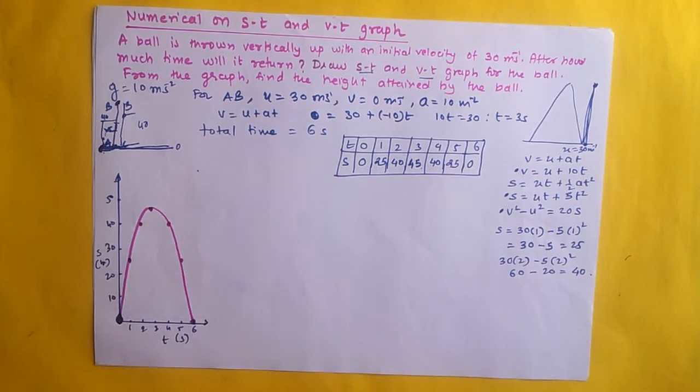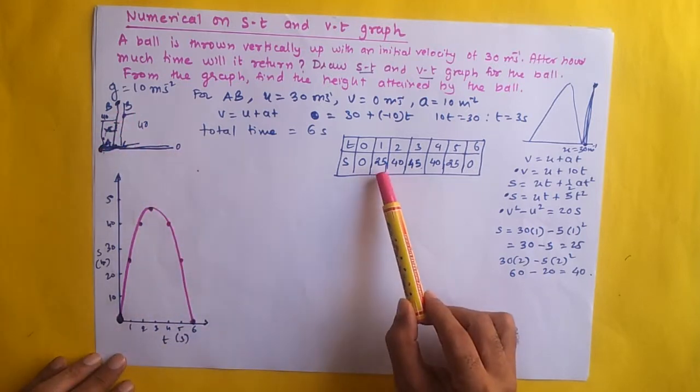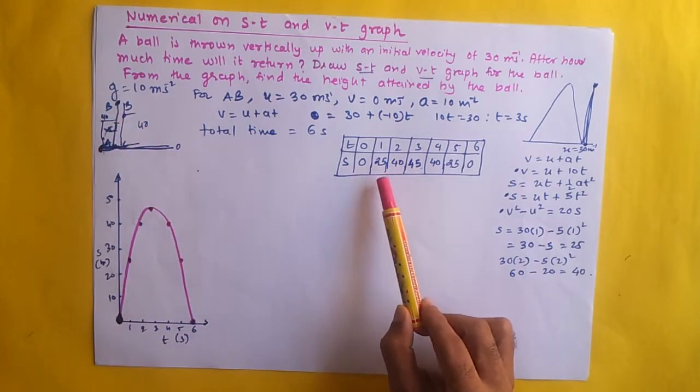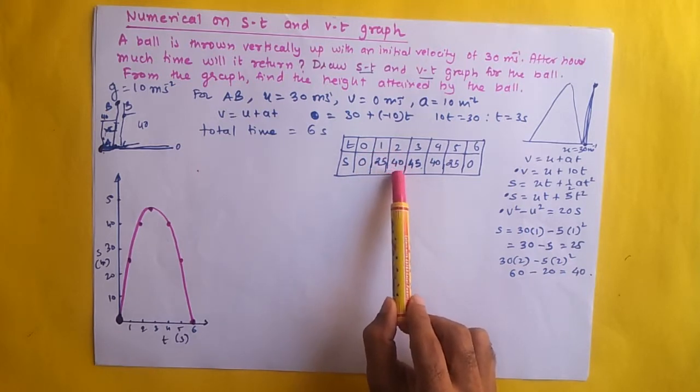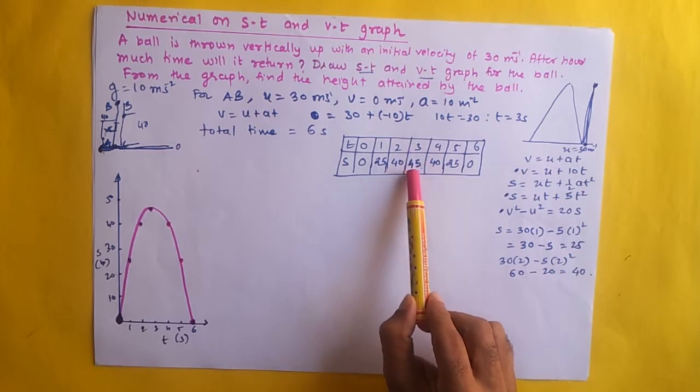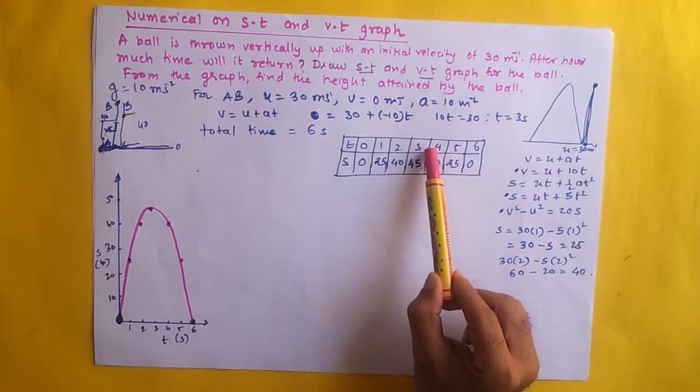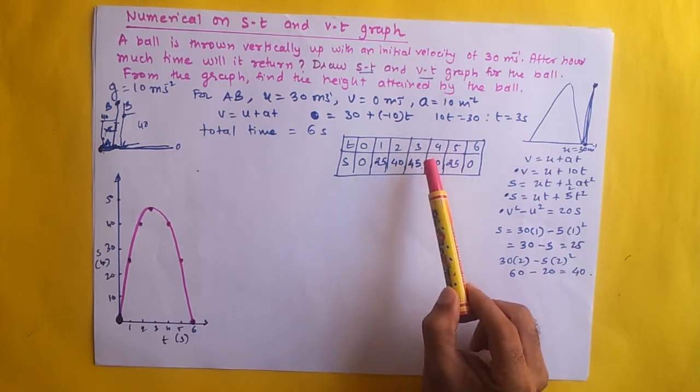So this is the nature of the S-T graph. A few points about this graph: as you can see over here, when the ball is going up, the distance that it covers every second keeps on decreasing. In the first second, it has covered 25 meters. In the second second, it has covered only 15 meters. In the third second, it has covered only 5 meters.